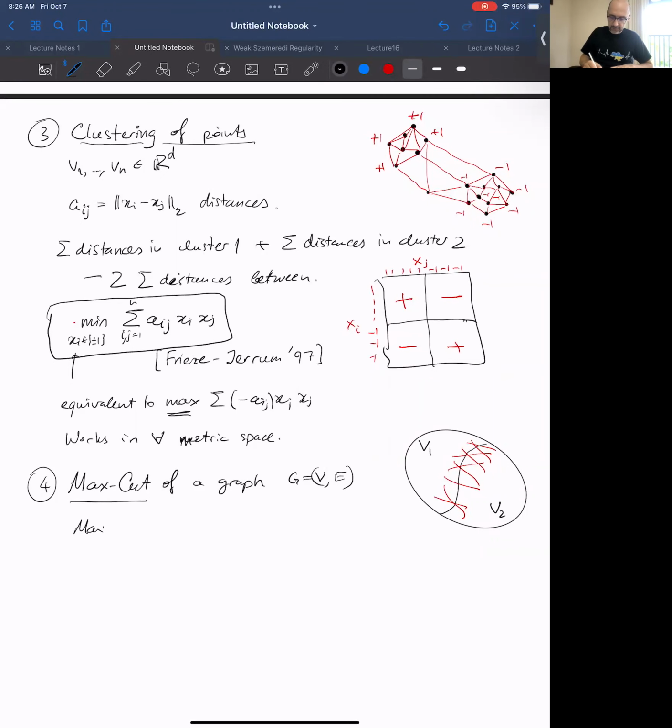So max cut of the graph is formally defined by taking the number of edges between V1 and V2, and maximizing it over all partitions of the set of vertices into 2 disjoint sets, V1 and V2. And this union, the square union, just indicates that it is a partition. The sets don't overlap.